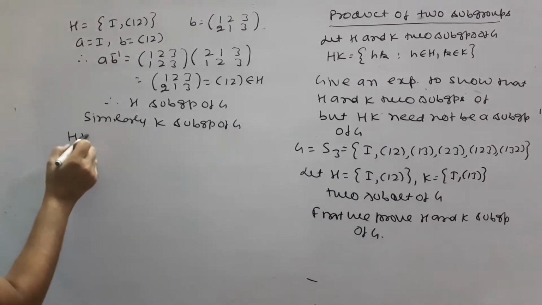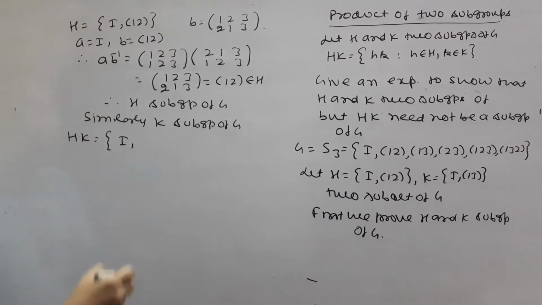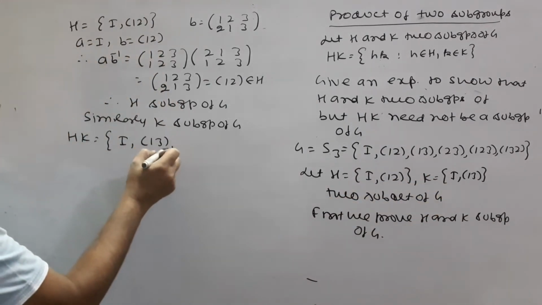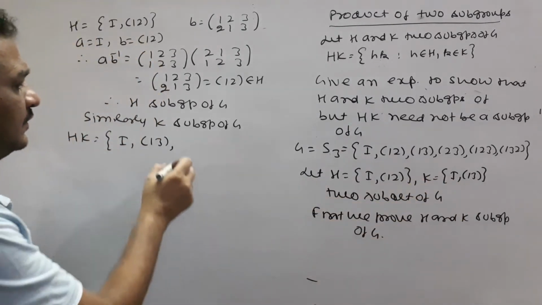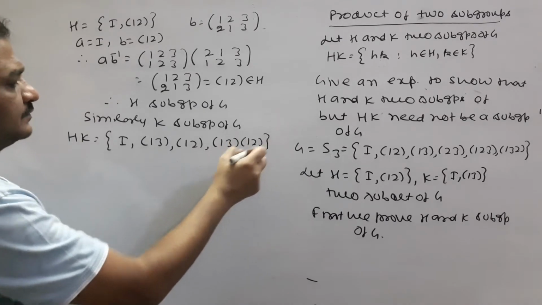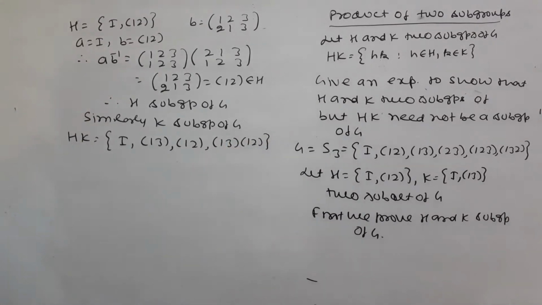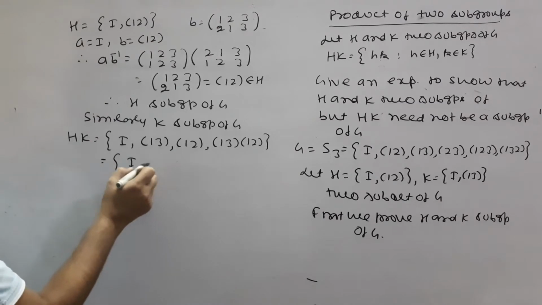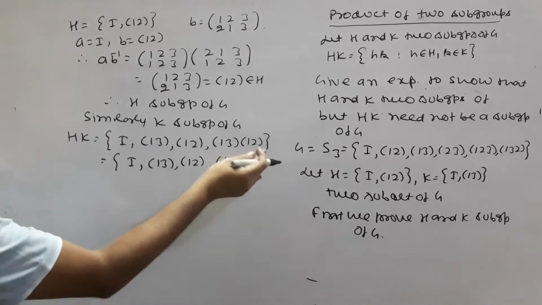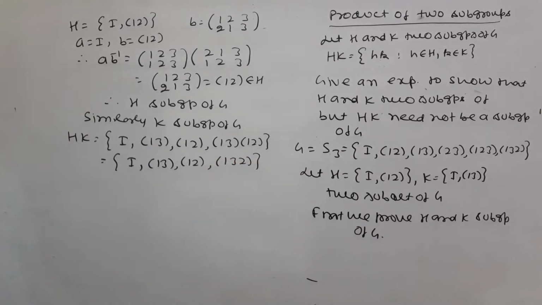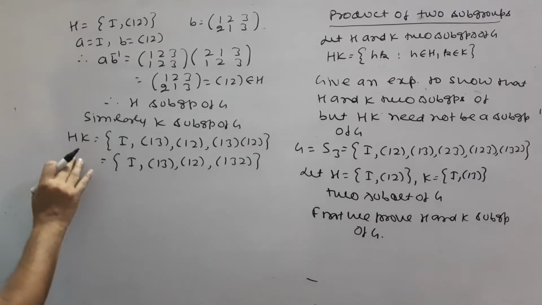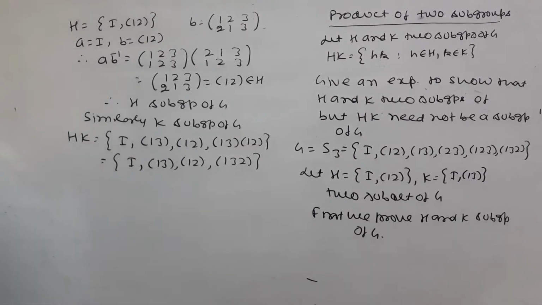Then take the product HK. Its elements: I, (1 3), (1 2), into I, (1 2), (1 3), and so on. The product will be (1 3 2). To prove HK is not a subgroup: the product of two subgroups need not be a subgroup.